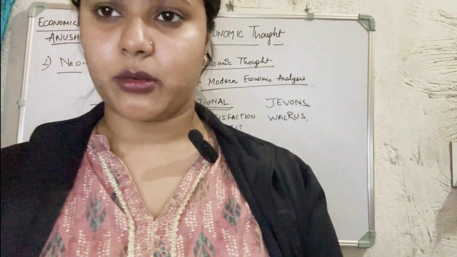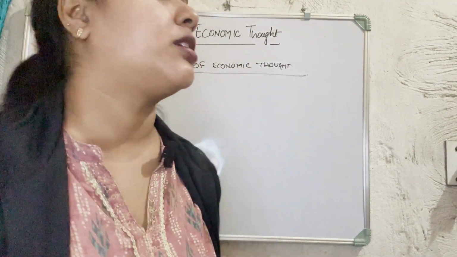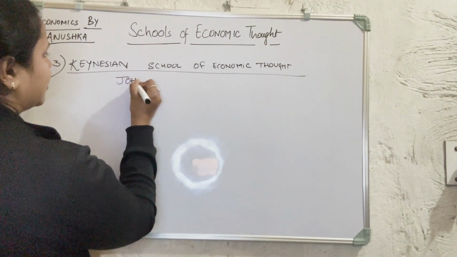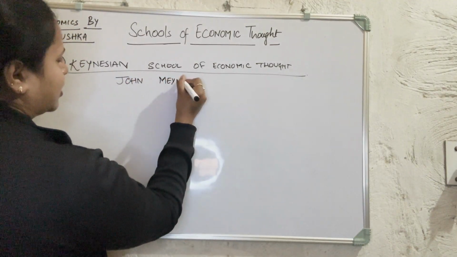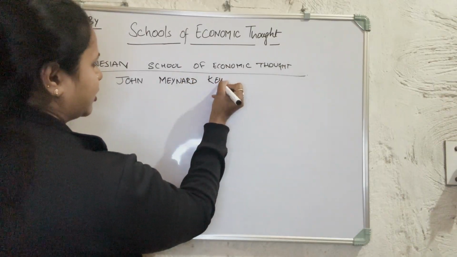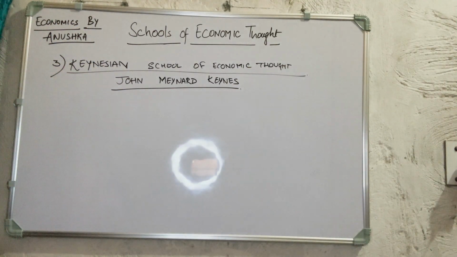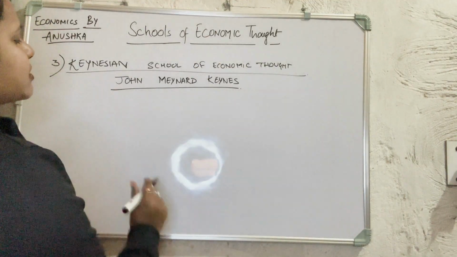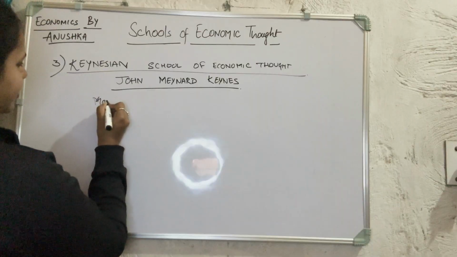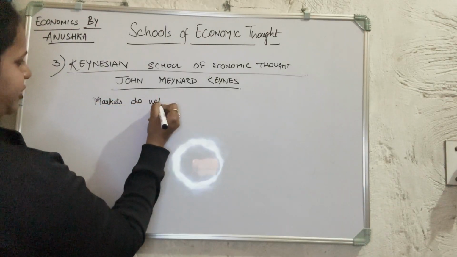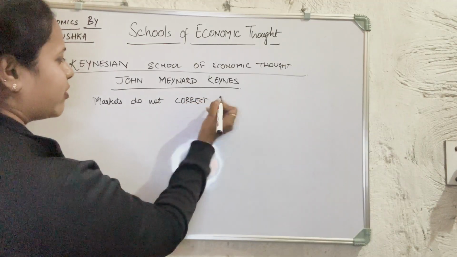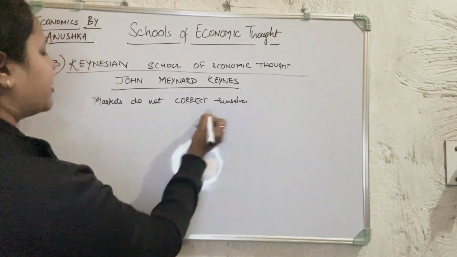Let's move on to the Keynesian school of economic thought. The Keynesian school of economic thoughts was propounded by John Maynard Keynes. He was the major propounder of economic thought in the Keynesian way. John Maynard Keynes is a big name in economics. So what did he say? That markets do not correct themselves. He said that markets do not correct themselves.